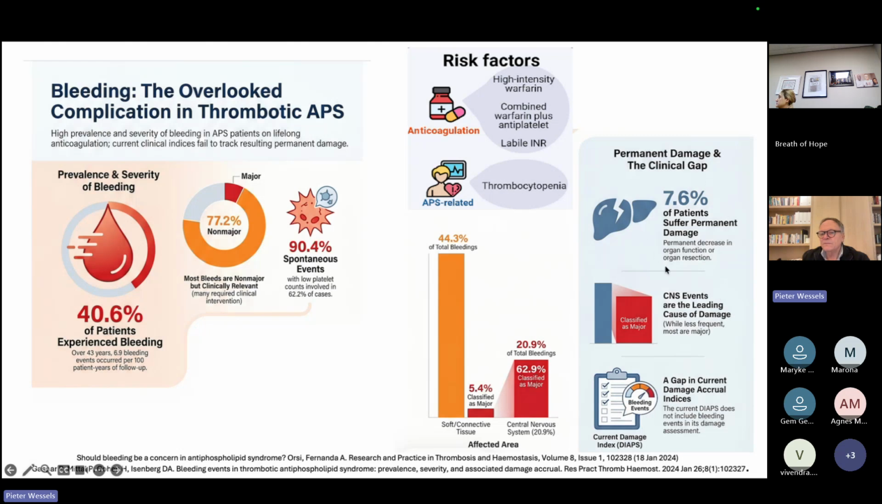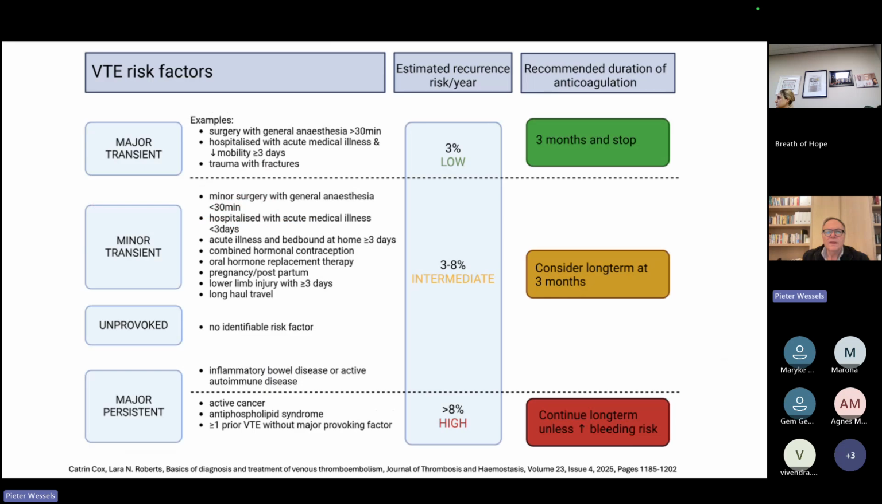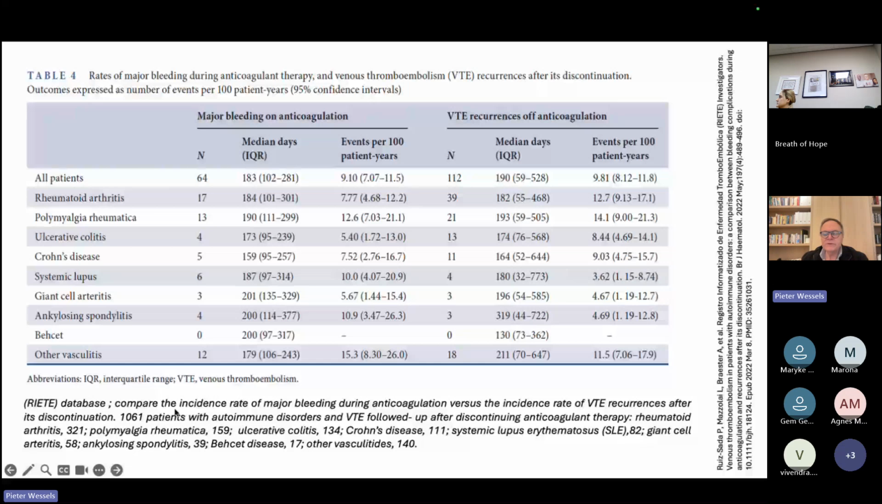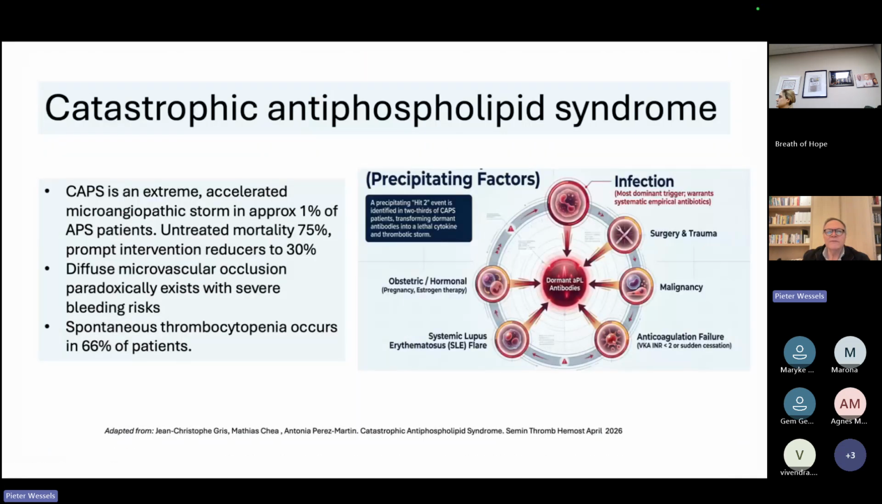and almost 8% will have permanent damage. So it's a problem. Bleeding is also a problem in antiphospholipid syndrome. The question of should we continue permanently, just remember antiphospholipid syndrome, we should consider it in some of these disorders depending on the history and what happens to them. I'm going to skip that because we haven't got time.